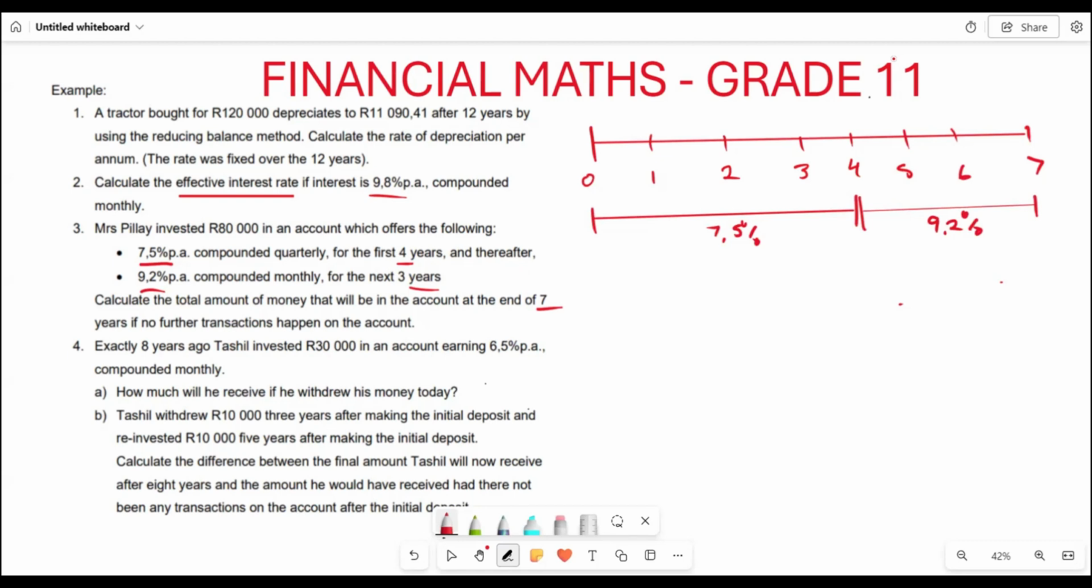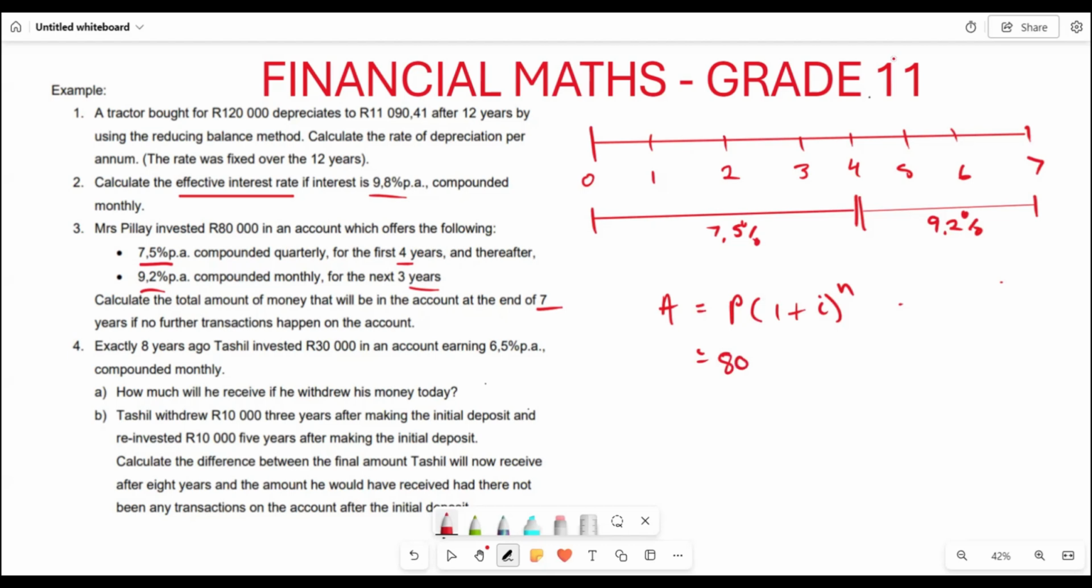So what is it then that you're going to use here? This is going to be a compounding formula. A is equal to P into 1 plus i to the power of n, right? Then now what is it that you're having? Now the principal amount, this is 80,000, right?